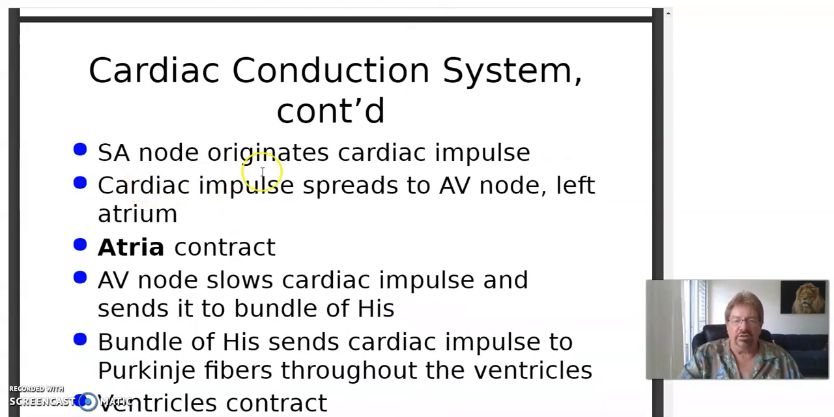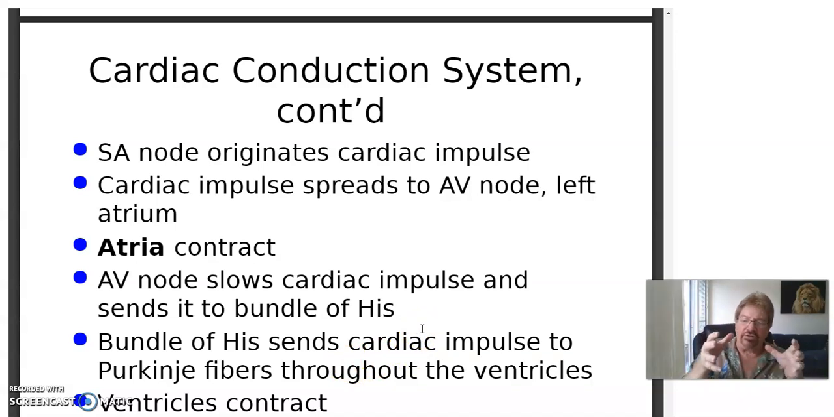Okay, the SA node originates the cardiac impulse. That's why it's the pacemaker. The cardiac impulse spreads to the AV node in the left atrium. Looks like it's between them, but okay. And that causes the atria to contract. The AV node slows the cardiac impulse and sends it to the bundle of His. The bundle of His sends the cardiac impulse to the Purkinje fibers, which are located throughout the ventricles, and that in turn causes the ventricles to contract.